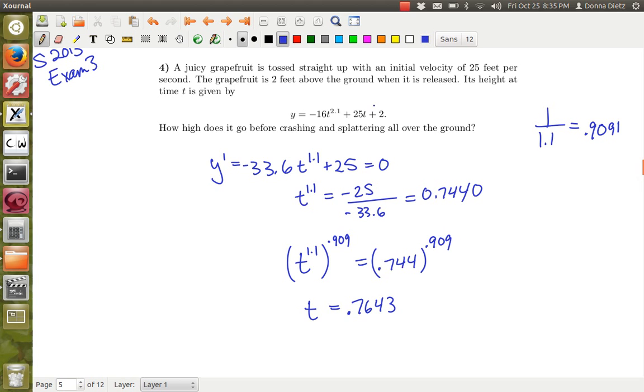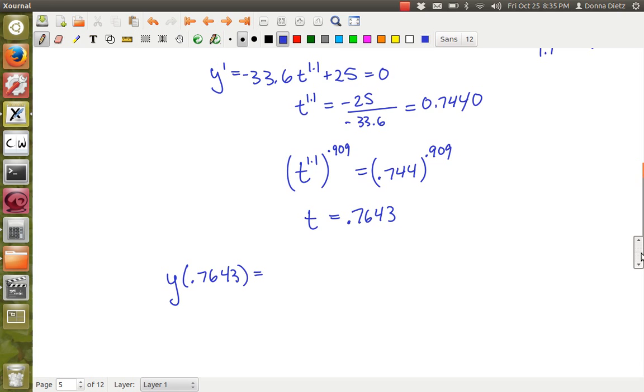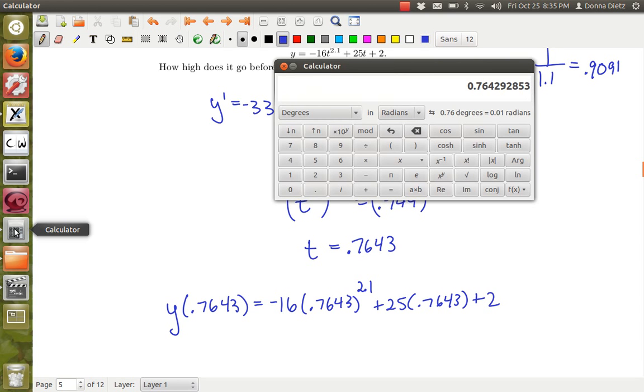If people thought this was a parabola, their answer wasn't too bad actually. Okay, but the question is, how high does it go? So y at 0.7643 is, okay, negative 16. Stick that number in there to the 2.1 plus 25 times this number plus 2. So let's pull out that calculator.